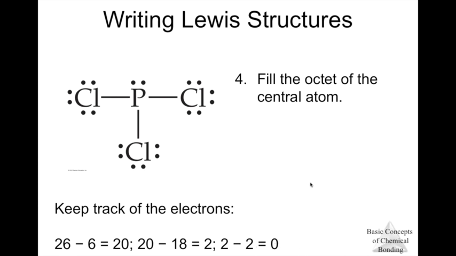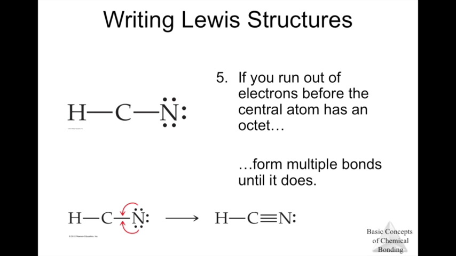We're happy, usually. If you run out of electrons before the central atom has that octet, then you form some double bonds. So here, we don't have any more electrons to put in this molecule, but carbon's not happy. Carbon only has 4 electrons. So what we can do is take some of these electrons from nitrogen and move them down here to form a triple bond. And now carbon is happy because it has 2, 4, 6, 8. And nitrogen is happy because it has 2, 4, 6, 8. And hydrogen is still happy because it only wants 2, right? So everybody's happy, and you've got a triple bond in here.